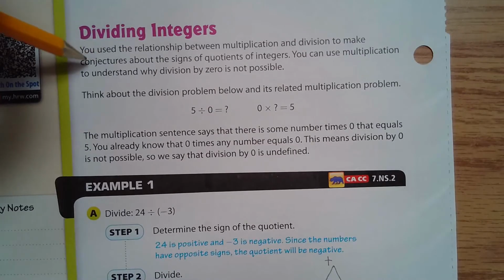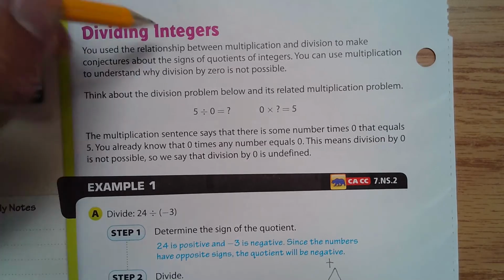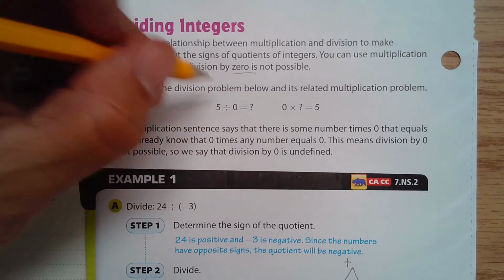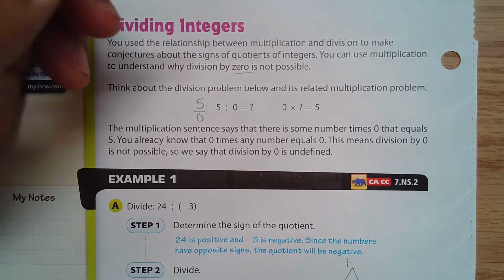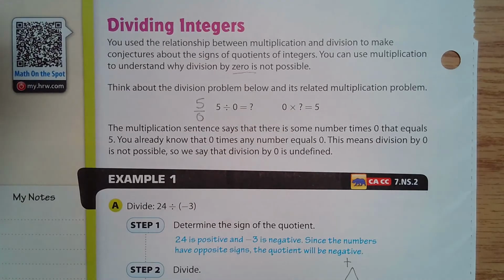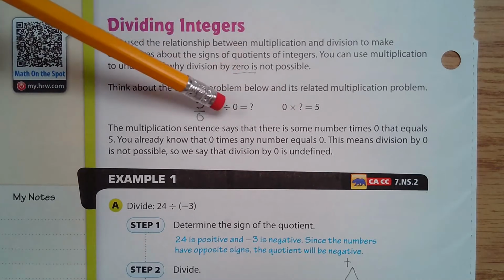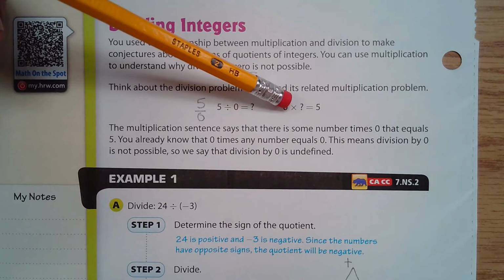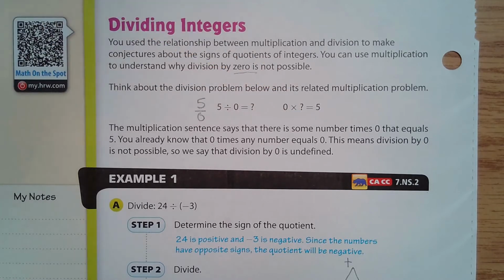Now, dividing integers, we also have to think about dividing by 0. That's not possible. Also 0 divided by something, yeah. So if we're trying to figure out what 5 divided by 0 is, well, that would mean 0 times some number equals 5.